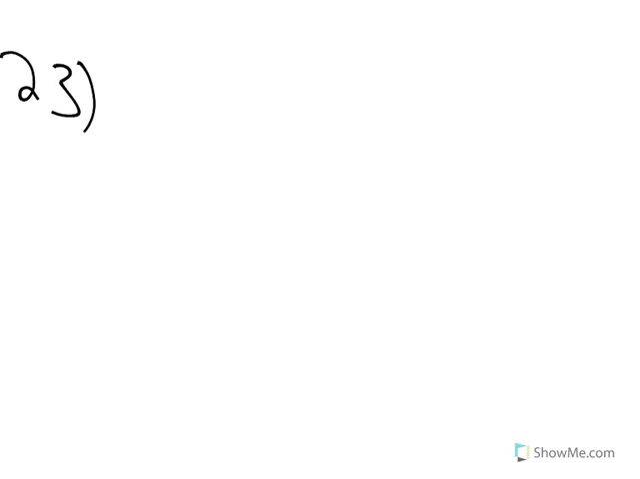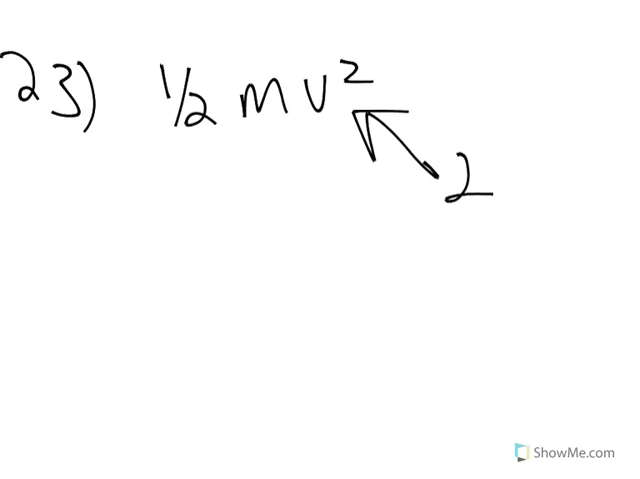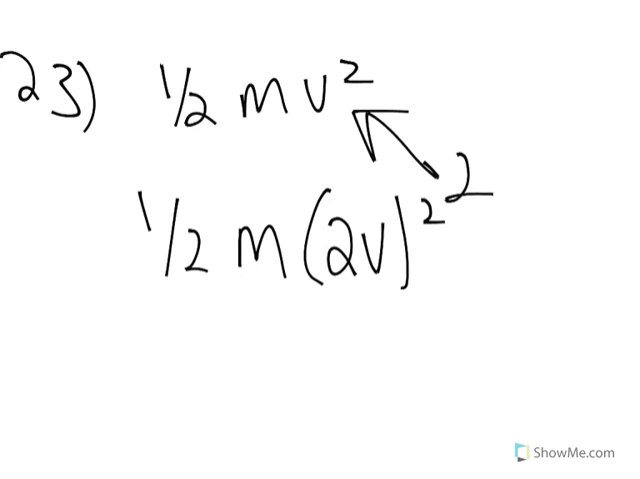Okay, and last one but not least, a toy car moves with a kinetic energy of 30 joules. If its speed is doubled, what will its kinetic energy be? So we got the formula 1/2 mv squared. So if I double v, you would get 1/2 m (2v) squared.